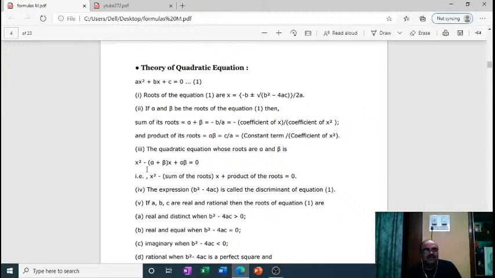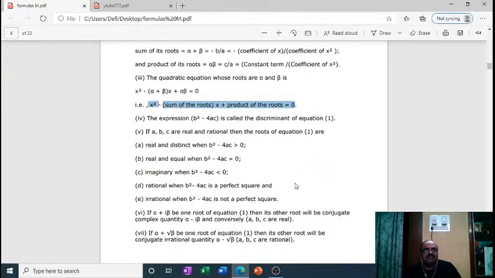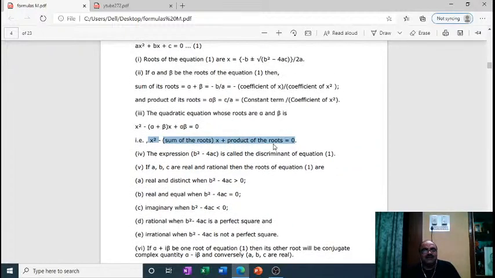If the roots are alpha and beta, then x squared minus alpha plus beta into x plus alpha beta equal to 0. That is, x squared minus sum of the roots x plus product of the roots equal to 0 is the general form of the quadratic equation. The expression b square minus 4ac is called the discriminant of the equation.